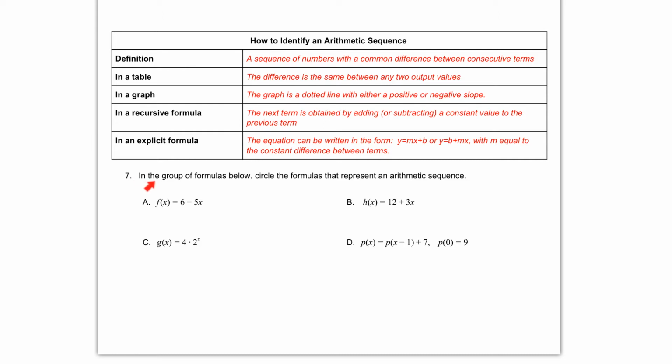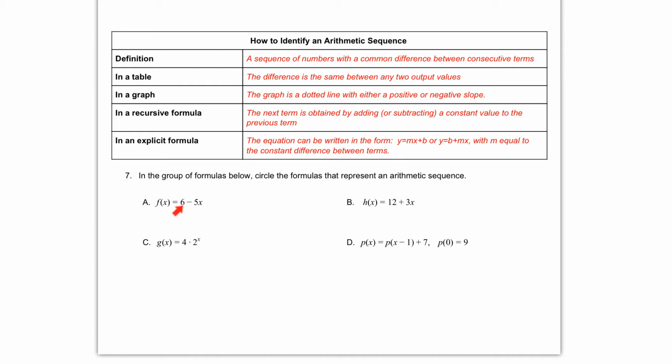Question number 7 says, in the group of formulas below, circle the formulas that represent an arithmetic sequence. In our past tasks, we've been talking both about arithmetic and geometric sequences and the differences between them. So now we're going to start looking at some formulas and trying to figure out which one's which. This time we're specifically looking for arithmetic sequences, and we're given some explicit and some recursive formulas. So let's start with letter A.